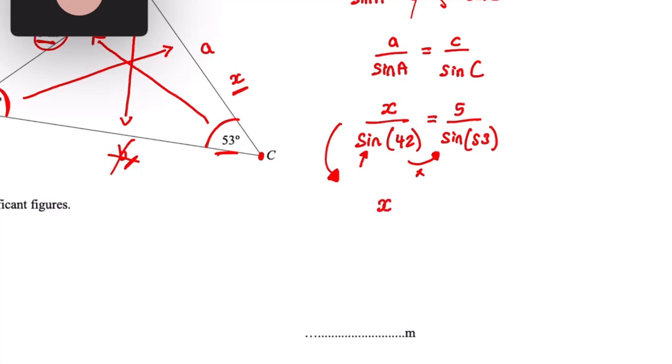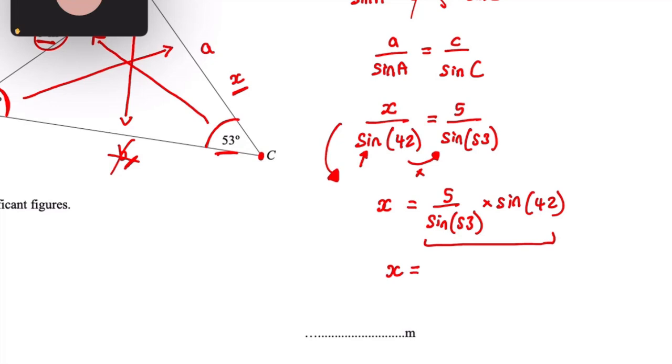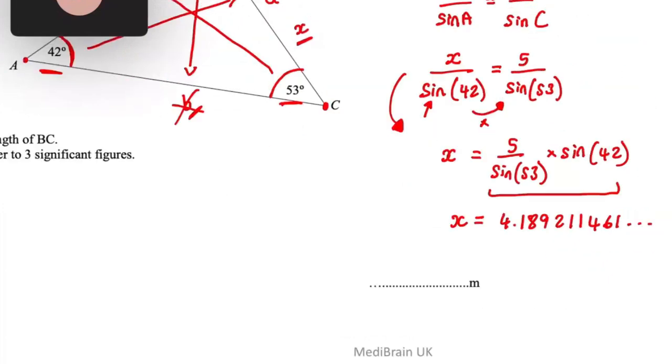We're going to have x by itself on this side. We're going to have 5 over sine 53, and then we're going to multiply by sine 42. Okay, and then you can just type this into your calculator. If we type in 5 over sine 53 multiplied by sine 42, we get an answer of 4.189211461 dot dot dot.